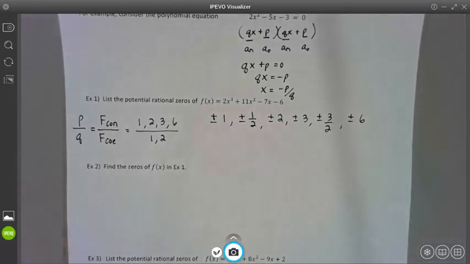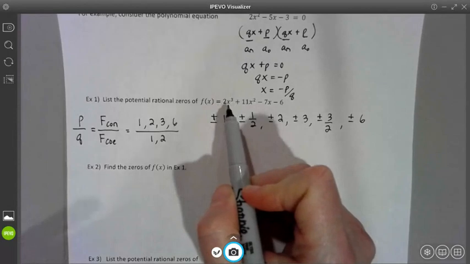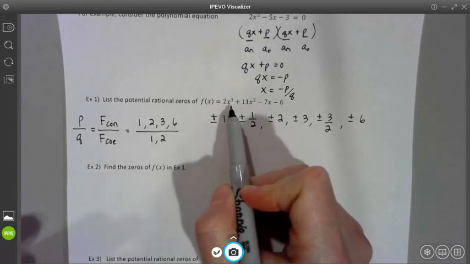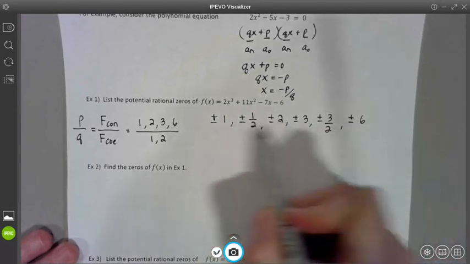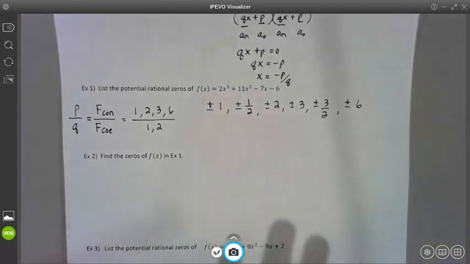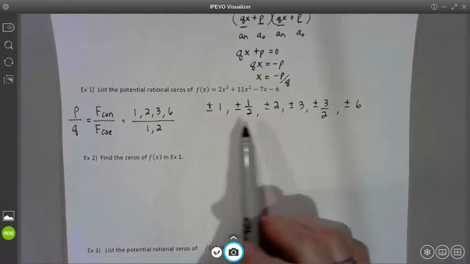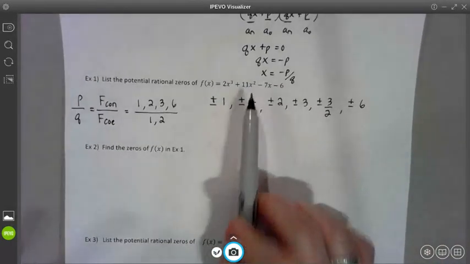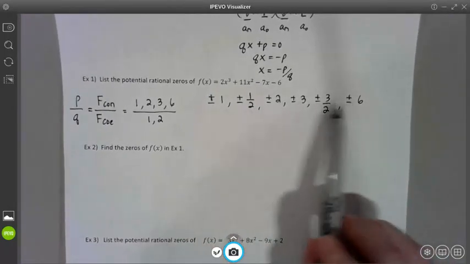So guys, if there's going to be any real zeros to this degree 3 polynomial, now again, he can only have 3 zeros. If he's going to have any rational zeros, they are going to be a number on this list. Okay. All right. So that's all it said. It just says list the potential zeros. These are all the potential real rational zeros of this polynomial function. These are all potential crossover x-axis points.